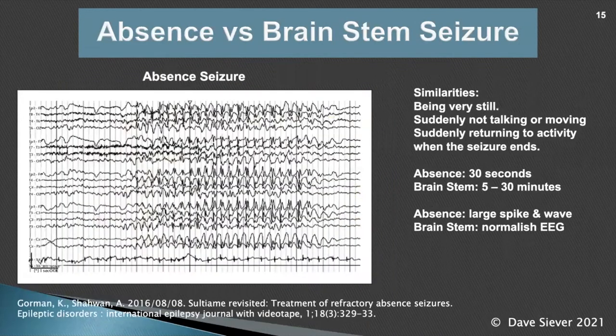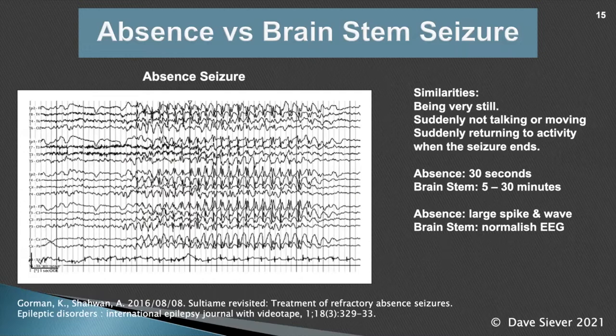So what is the difference between a brainstem seizure and an absence seizure? This is an EEG recording of an absence seizure, and definitely that is observable on an EEG. You can't miss it. Giant waves. You can see that in this case, they aren't that long. You know, they're like 10 seconds long or less. In this case, maybe 8 seconds long.